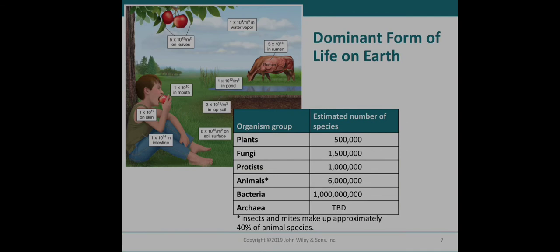So here is the estimated number of species. These are estimates because, especially in the case of bacteria and archaea, we still do not know the exact value. So these are just rough estimates. We have here a billion for the bacteria, and for the archaea it's to be determined, because they are really very difficult to characterize and culture. Again, they require extreme conditions, and it's very difficult to replicate those extreme conditions in the lab.